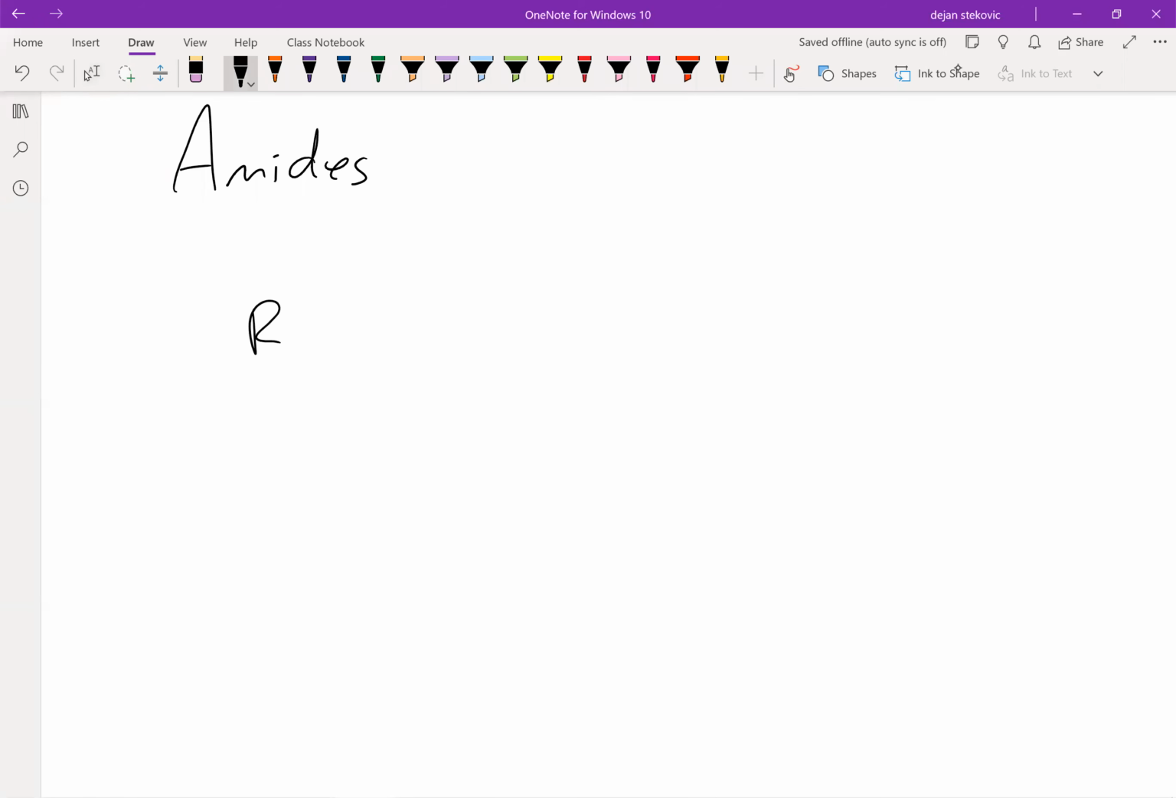All right, next up are amides. And amides, we have a carbonyl, and then we have a nitrogen with two R groups. Sometimes these R groups are hydrogens, sometimes they're other alkyl chains or phenyl rings or something like that.